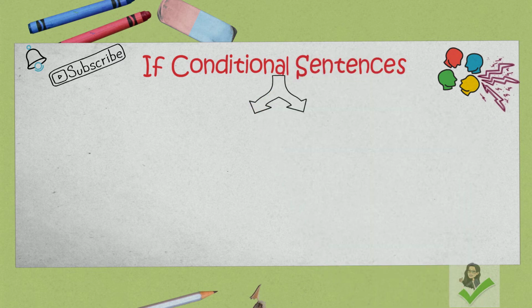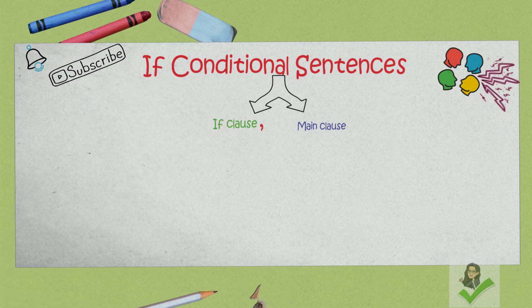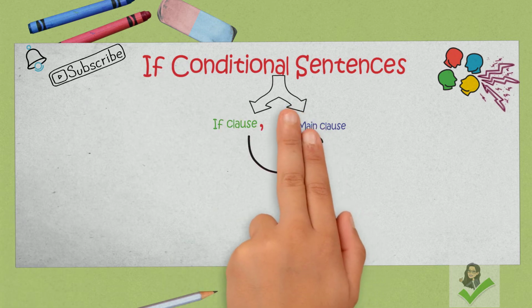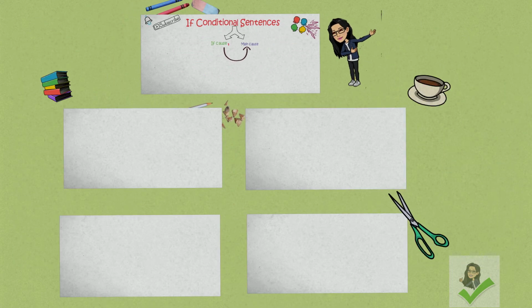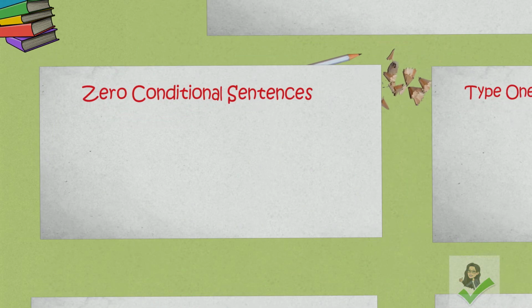Conditional sentences contain 2 clauses, the conditional clause or the if clause and the consequence clause or the main clause. Use a comma after the if clause only when it precedes the main clause. Here are the 4 types of them, and now let's take a look at each type in more detail.